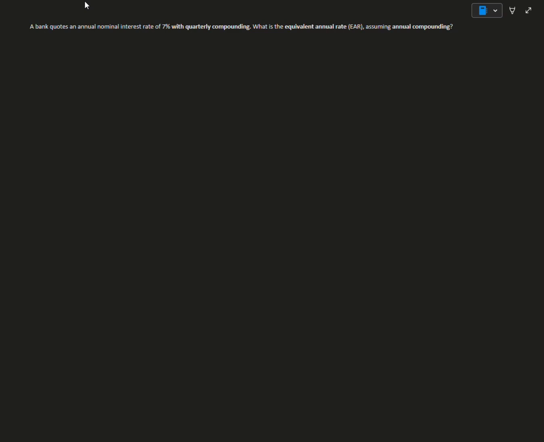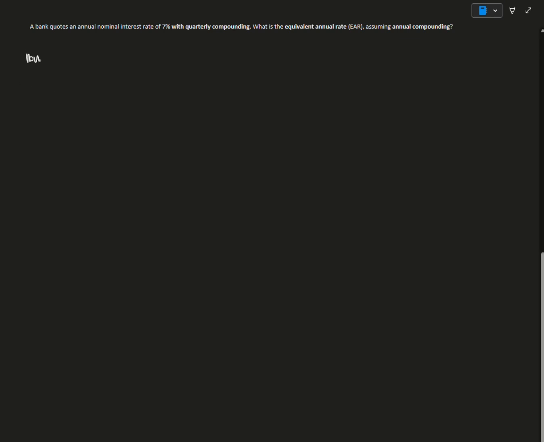A bank quotes an annual nominal interest rate of 7% with quarterly compounding, and we're asked to find out the equivalent annual rate assuming annual compounding. So let's write down what we know.